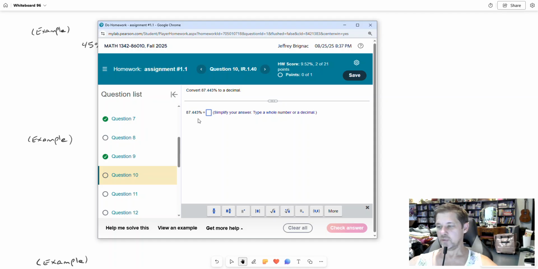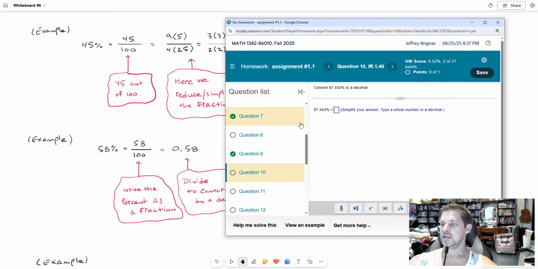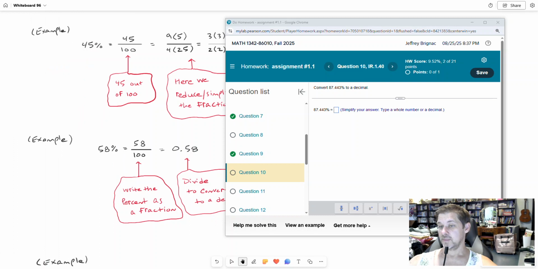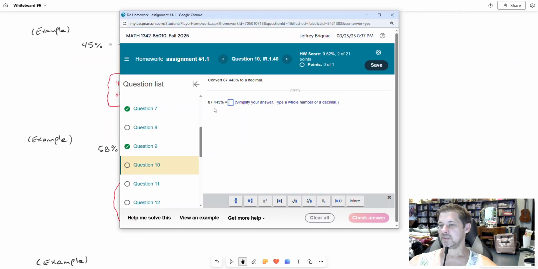87.443%. Well, that would be just like the one I showed you. You would take that number, you would write a 100 underneath it. If you wanted to get the calculator to divide it, you could, but what's going to happen? That decimal point that's right there will move 2 spaces to the left. So, okay, what's it going to be? 0.87443. That's what this number is, being a percent with its decimal point moved 2 spaces to the left, giving me a decimal. That's converting a percent to a decimal.